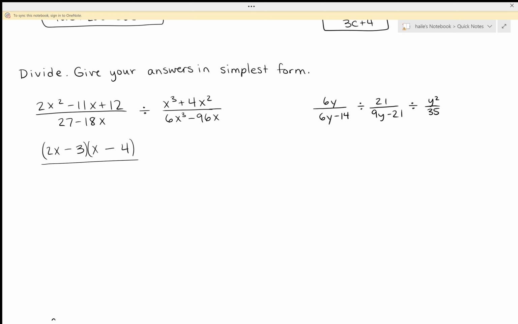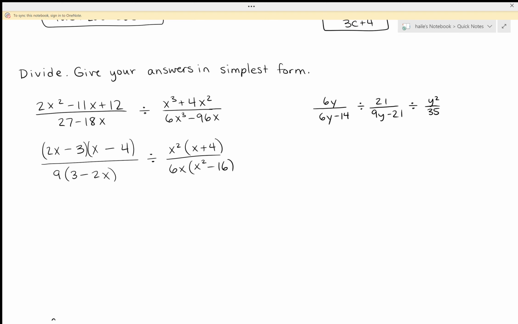And on the bottom, I just have a greatest common factor situation. So the greatest common factor here would be 9. So I have 9 times 3 minus 2x. All right, and then divided by, so I can factor x cubed plus 4x squared by factoring out a factor of x squared, and I'm left with x plus 4. And then on the bottom, I can factor out 6x, and I'm left with x squared minus, let's see, what's 96 divided by 6? 16. Okay, that makes sense that it would be a perfect square.